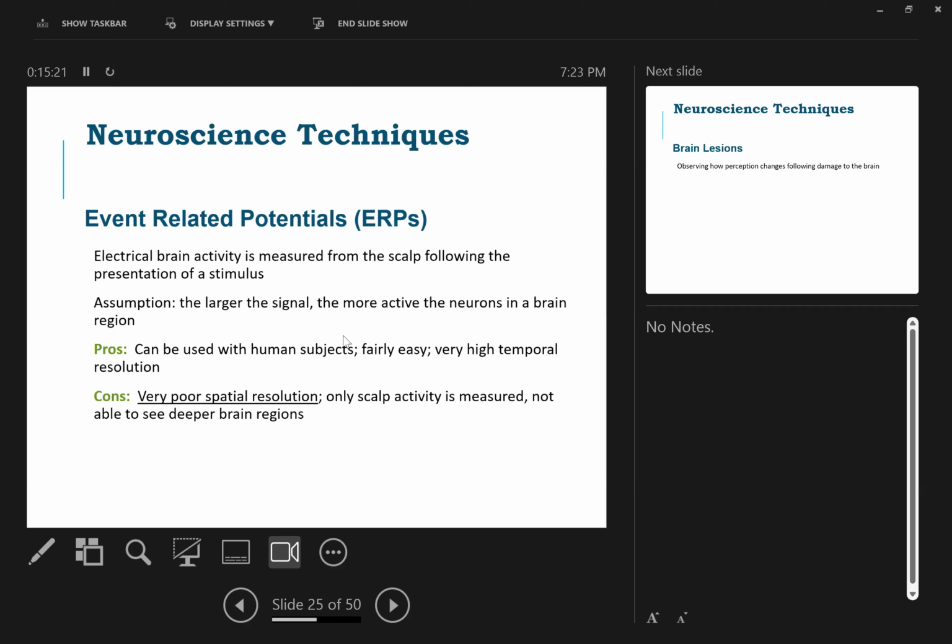This scalp activity is measured, and it's not really able to get deeper in the brain, right? A lot of brain areas are deep, but this is really coming off from the scalp, so it's really surface. So if you see this, I'm going through these because you're going to see them in the papers that you read, so I want you to have some familiarity with them.